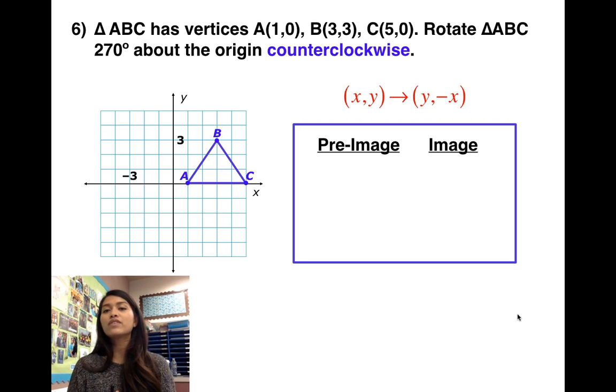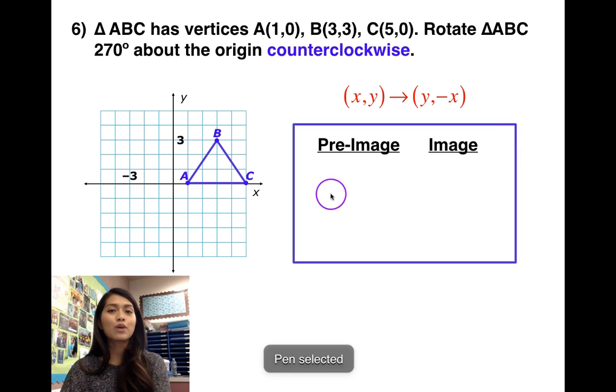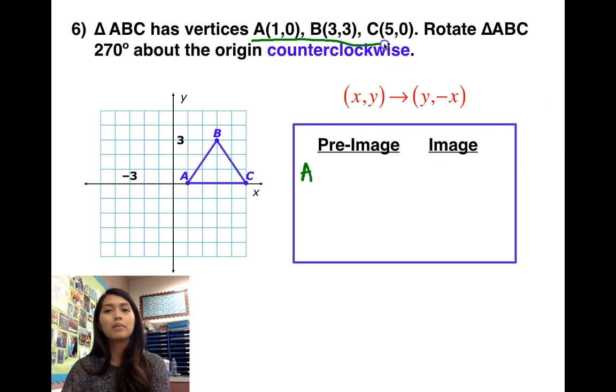So here, the very first thing that we always do is start with what we know. It says here, triangle ABC has vertices A (1, 0), B (3, 3), C (5, 0). Rotate triangle ABC 270 degrees about the origin counterclockwise. So, like I said, we always start with what we know. So I know the pre-image, the ordered pairs are given right up here.